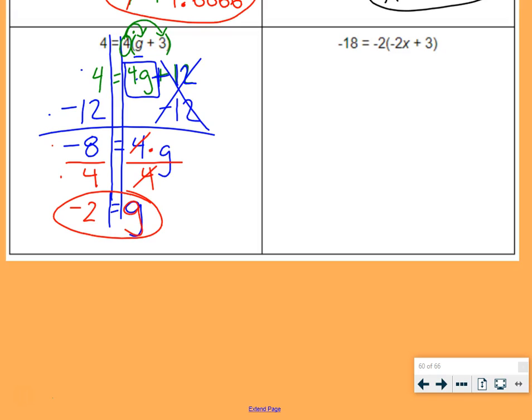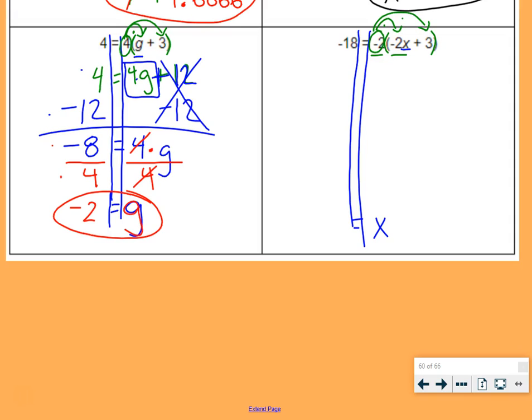Last example, negative 18 equals, we can draw our railroad tracks, negative 2 times the quantity negative 2x plus 3. Here's our variable, x. Our goal is to get that x all by itself. So, as you can see, it is trapped in the parentheses, so we need to take negative 2 and multiply it by both numbers. Negative 2 times negative 2x.